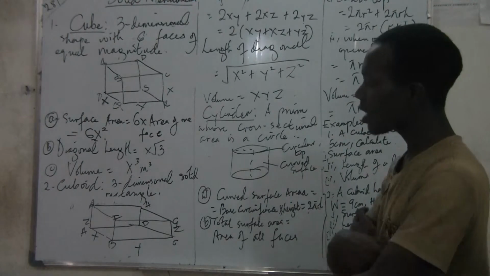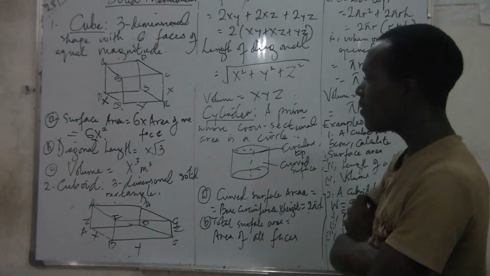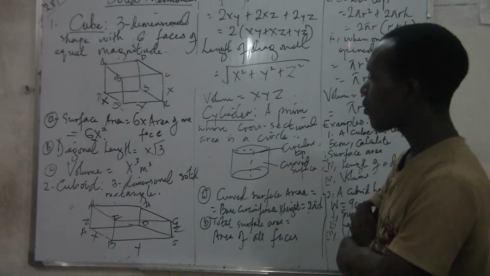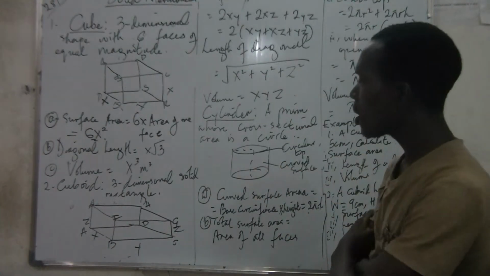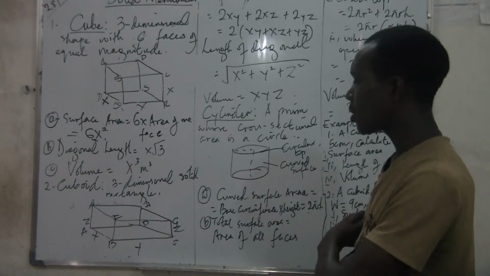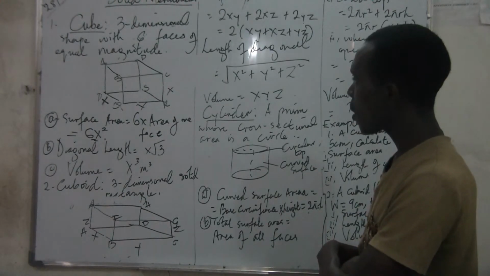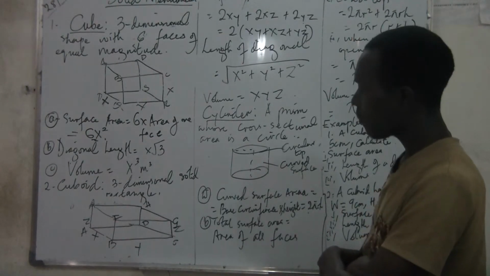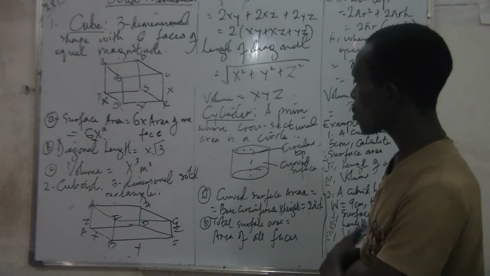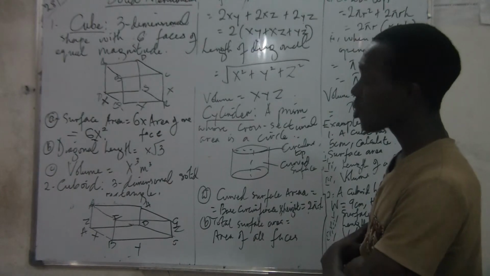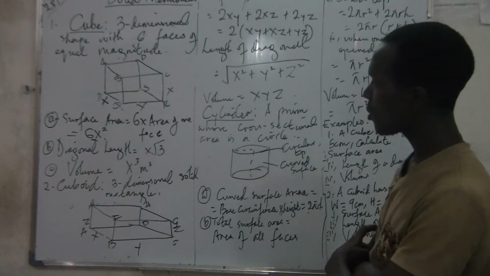The next thing we'll look at is the length of the diagonal. In a given shape like this, the diagonal is the length that crosses from this part to this part. To measure that diagonal, we take x squared plus y squared plus z squared, and the square root of everything. So that will give us root of x squared plus y squared plus z squared.